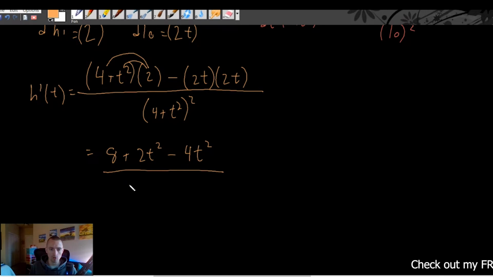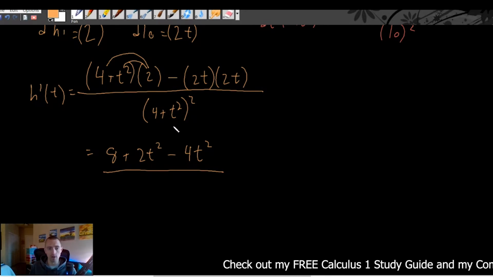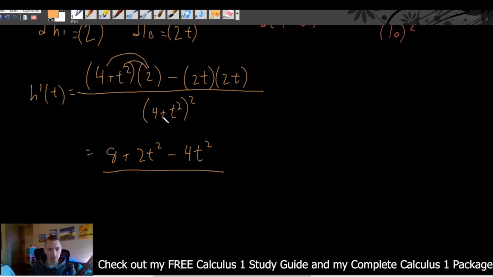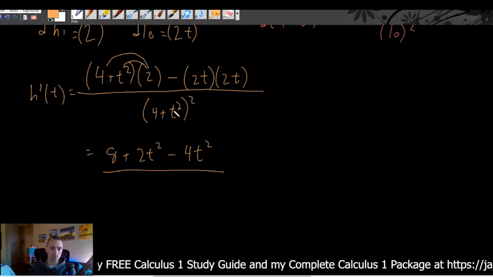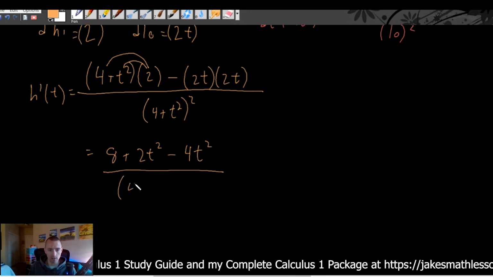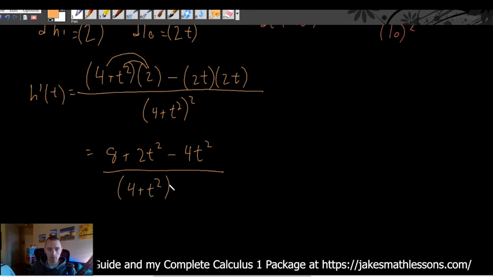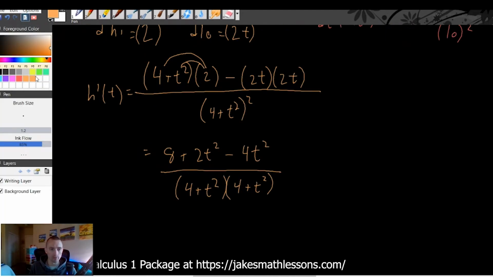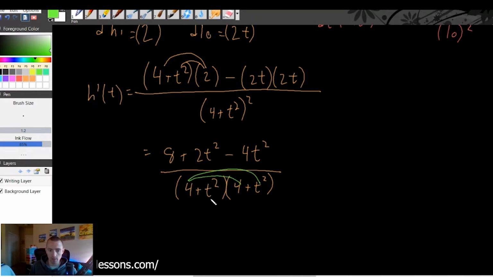And then that's going to be all over... Remember, when you have something in parentheses like this, all squared, you do not just square each of these terms. You have to be very careful about that. Squared like this, when you have things being added or subtracted, does not just distribute into the parentheses. We need to instead write it as 4 plus t squared, 4 plus t squared. And then what we're going to have to do is FOIL this out. So we're going to have the first times the first, the outer terms multiplied, the inner terms multiplied, and then the last terms multiplied.